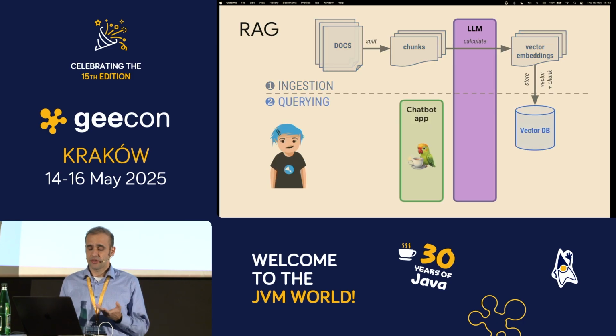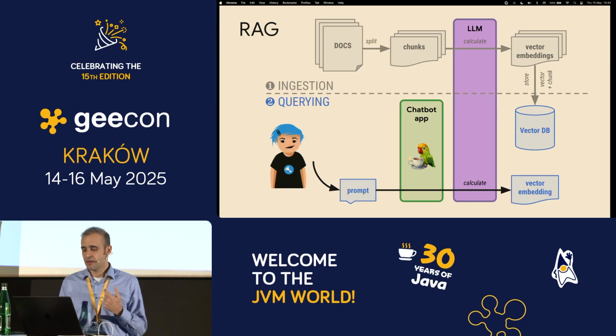Then when the user comes along and asks a question about your data, you calculate the vector embedding again. At this point, you have the question in mathematical form and the documents in mathematical form, so you can do a similarity search. Given the question, what are the similar chunks in my vector database? You find the top 5 or top 10 or whatever.